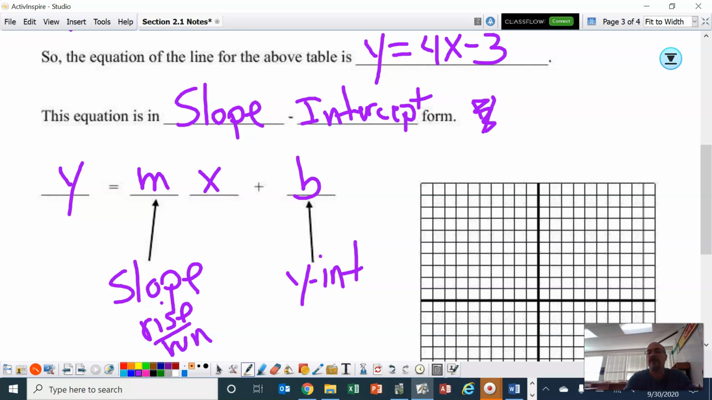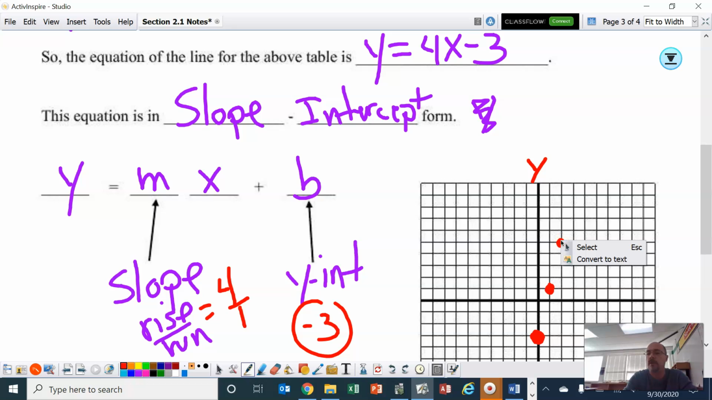So if I graph this, my y-intercept for this problem is the -3. So that means I put a dot down here on the y-axis at -3. The slope is, in this problem, 4, which is 4 over 1. So that means up 4, 1, 2, 3, 4, over to the right 1. Up 4, right 1. Positive slopes, the line should be going up.